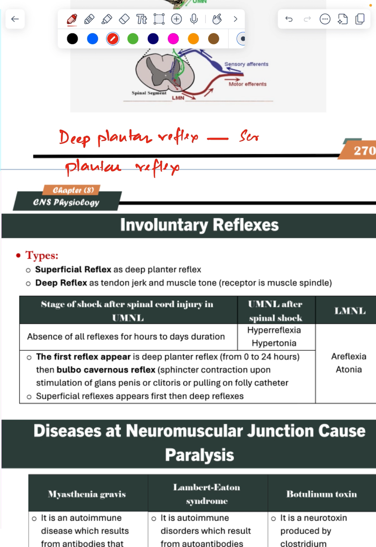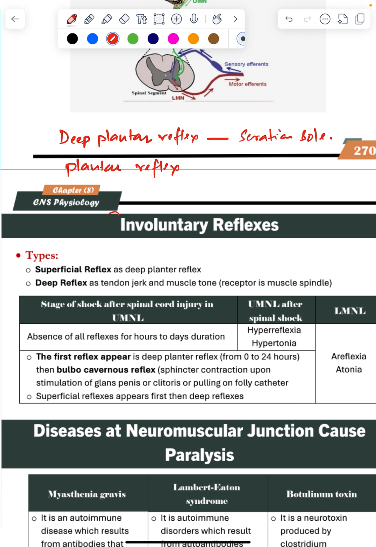So deep plantar reflex is scratching of the sole, where the hallux, instead of flexion, goes into extension. Just by touching the skin, that is Babinski's sign.